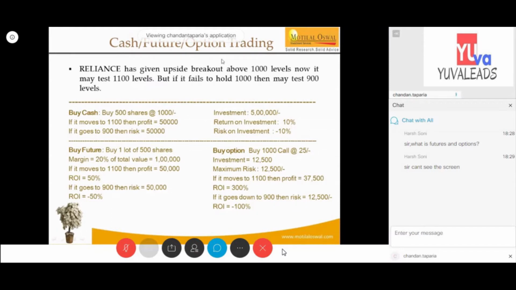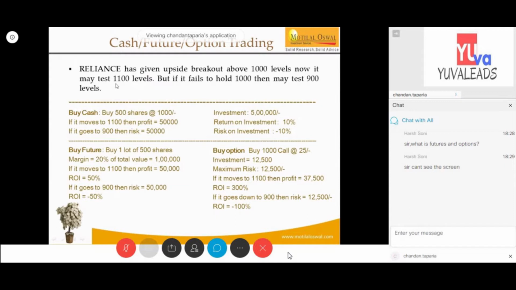But if, contrary to my view, Reliance has not moved up and has gone to 900, what then? I'm at a loss of 50,000, because I bought it at 1,000 and now it has gone to 900. I'm at a loss of 100 rupees multiplied by 500 shares, so I'm at a loss of 50,000. So my risk on investment is 10%. This is how we understand the return and the risk in the cash market. Now I'm taking the example of the futures market. Similarly, like the cash market, I have a positive view on Reliance.